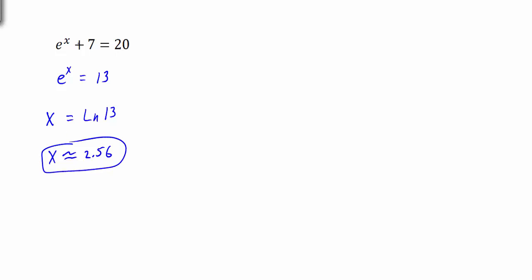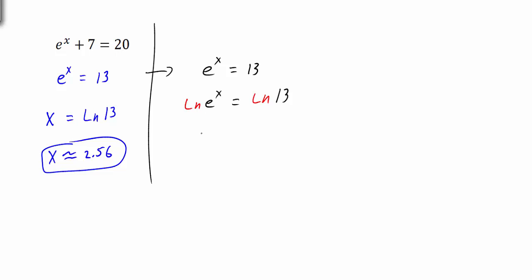So x is approximately 2.56. Okay, for this one I will work out one other way just to make sure that we understand. If we have e to the x equals 13, you could have thought of this, because this is base e, as just taking the natural log of both sides. And essentially that's what we did here when we were rewriting the problem. So we took the natural log because natural log and e cancel, and you're going to be left with x equals the natural log of 13. And that's exactly what we had over here.